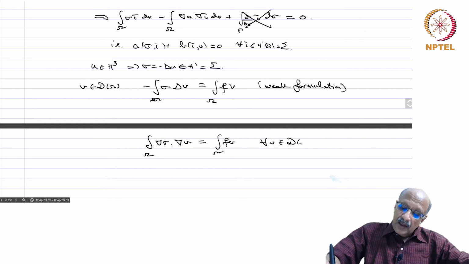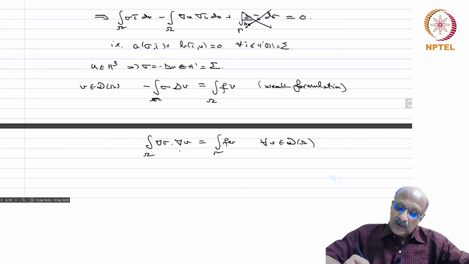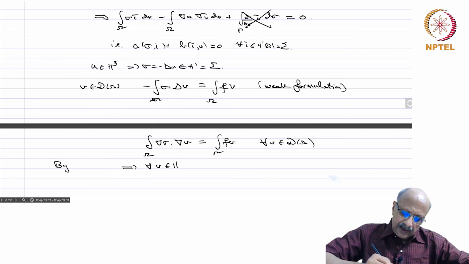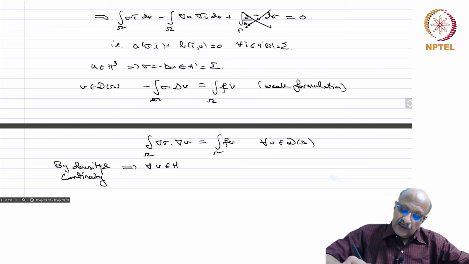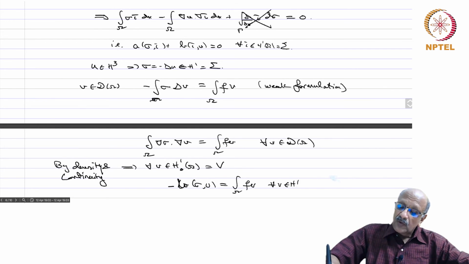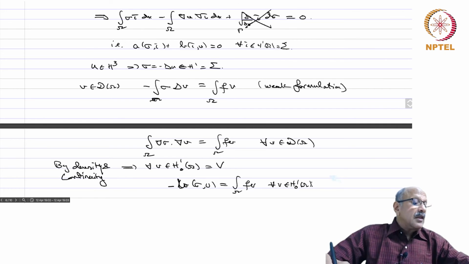in D of omega. Now both sides of this equation are continuous in the H10 norm, and therefore this implies, by density and continuity, for all v in H10 of omega equals V. So you have that minus B sigma v equals integral omega fv for every v in H10 of omega. So you have that this pair satisfies this system.